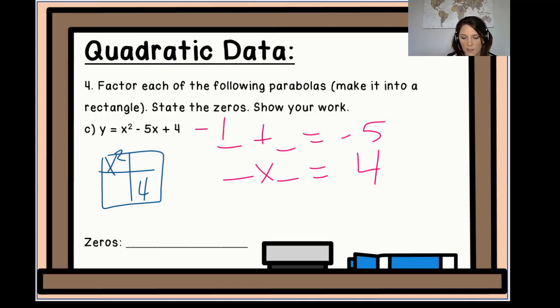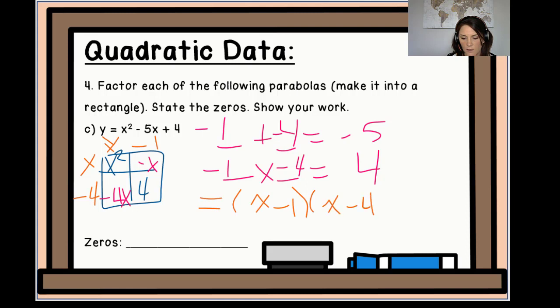So -1 and -4. And again, on the perimeter of your box, you can go ahead and add x and then -1, then x minus 4. And so those are the factors. So x minus 1, x minus 4. And so again, if we look at the opposite signs, we're going to have a zero at 1, 0, and 4, 0.